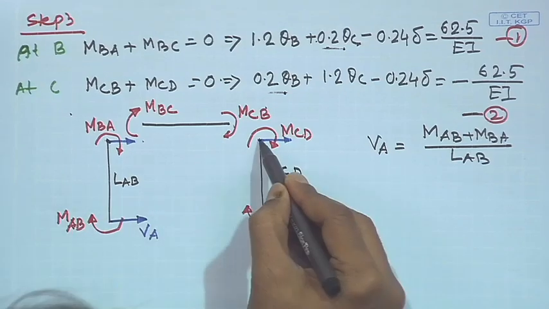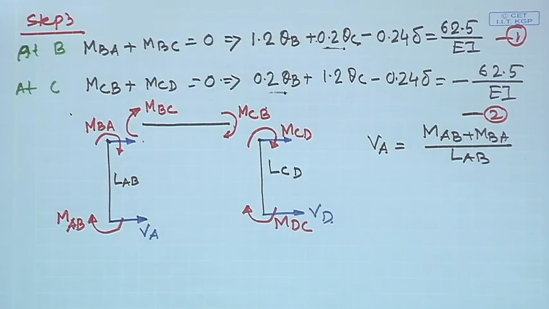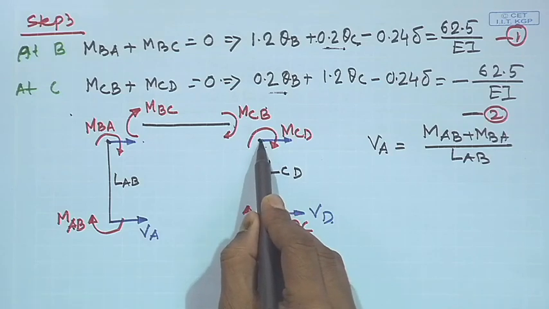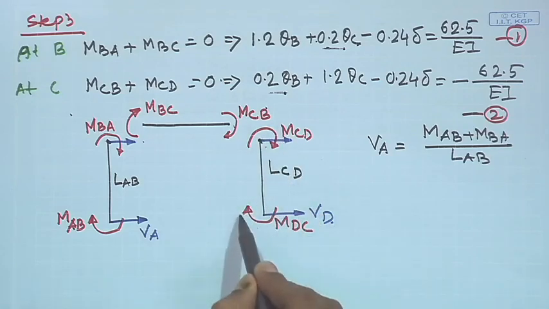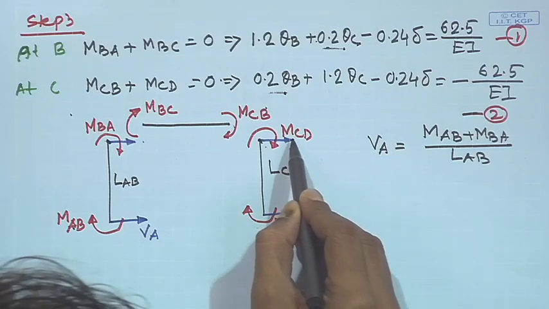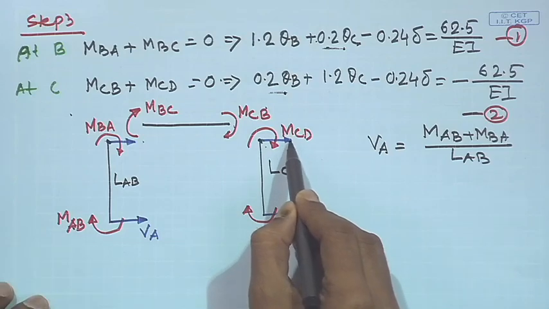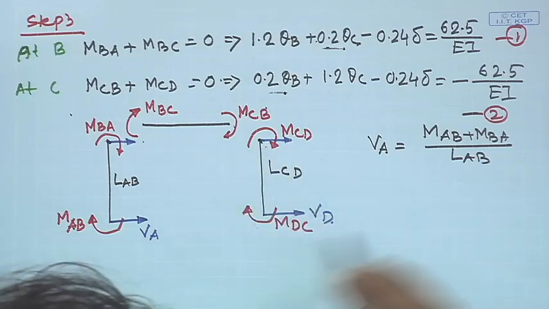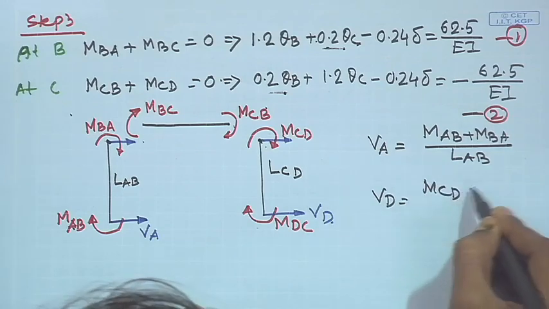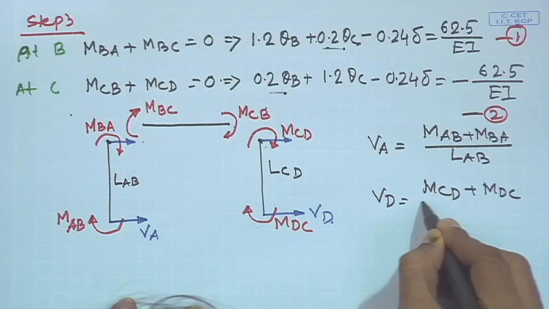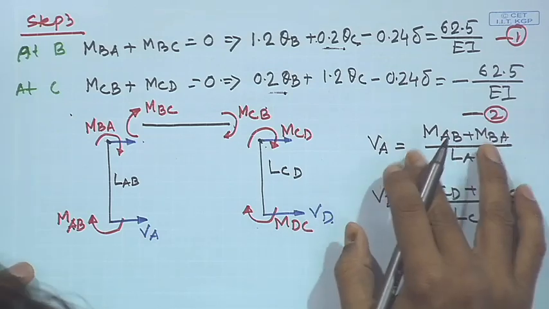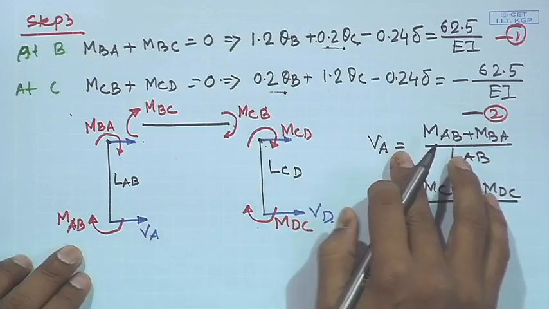And similarly, if we take moment about this point, then what are the forces that will contribute? This will contribute, this will contribute, and VD will contribute. This will not contribute because this is passing through this point. So, similarly, VD will be MCD plus MDC divided by LCD. Okay.